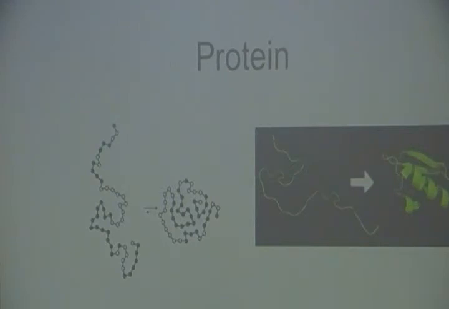In order to understand how RNA is made, we need to discover the folded form of the enzyme that makes RNA, which I told you is called RNA polymerase.